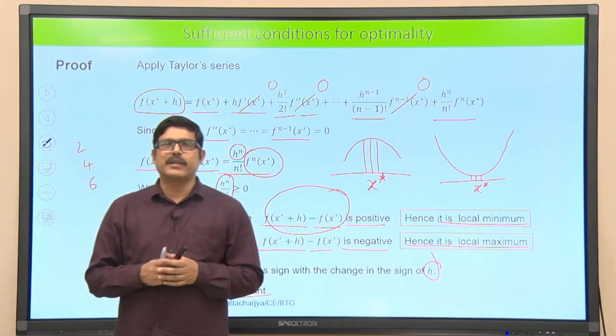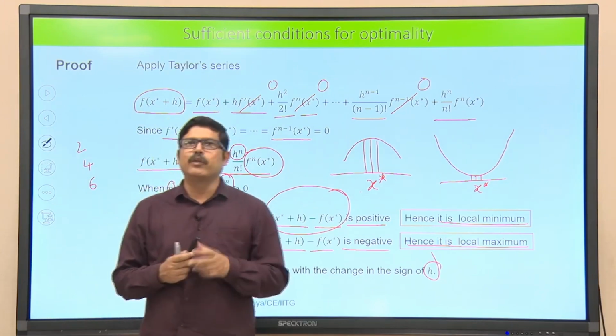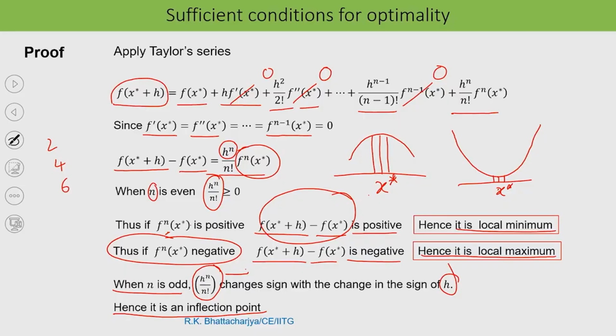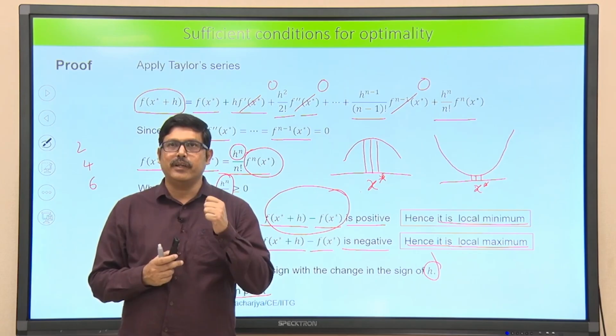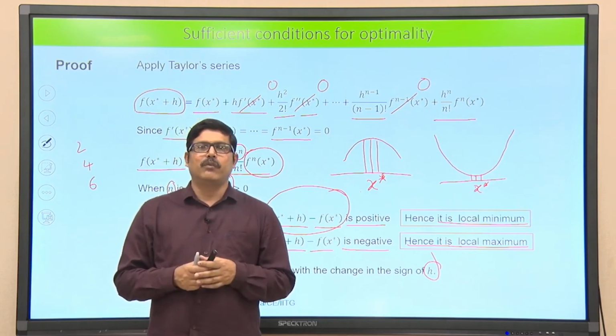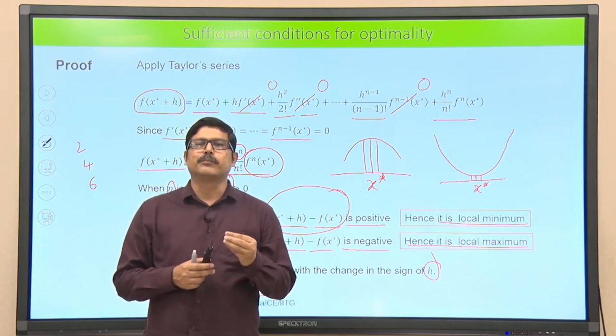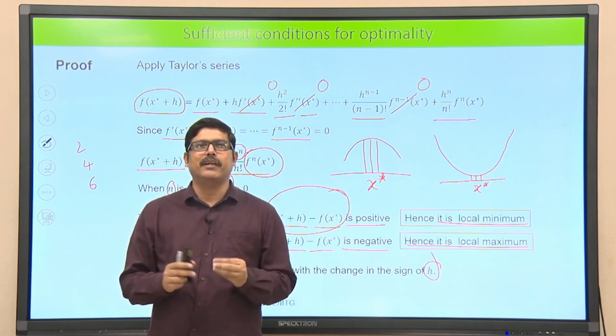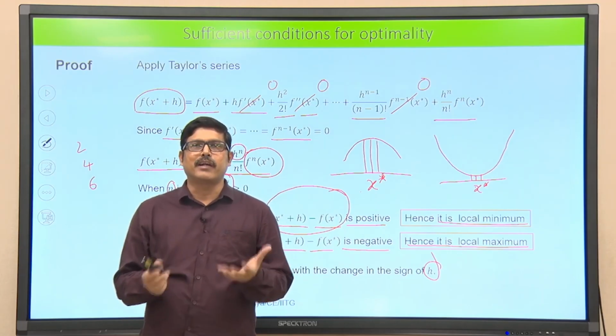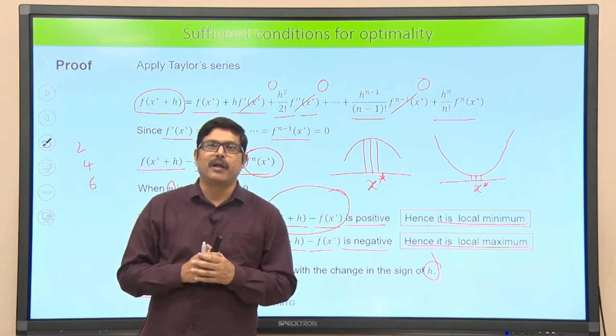Let me summarize what we have discussed. I will take the first higher order non-zero derivative value. Suppose the order is n. Now, you look at n. If n is odd, then x star is an inflection point. Directly you say that it is an inflection point, that is neither maxima nor minima.